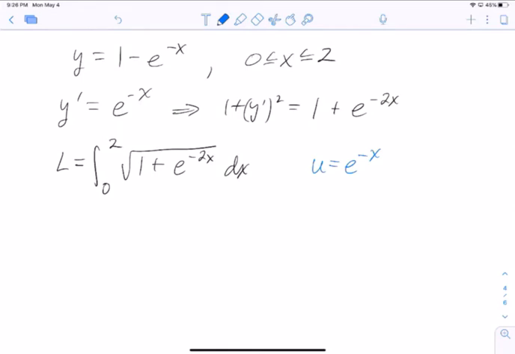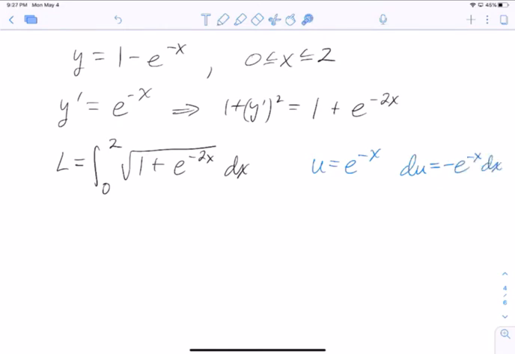And right now you're wondering, why don't I let u equal e to the negative 2x, or the entire radicand? If we try that, then we're going to run into a problem when we find du. Go ahead, write it down, see what happens. We still have a problem here when we try to find du, but it's one that we can deal with. Du will then be equal to negative e to the negative x dx.